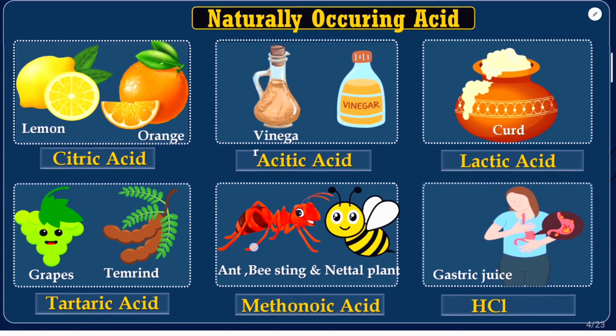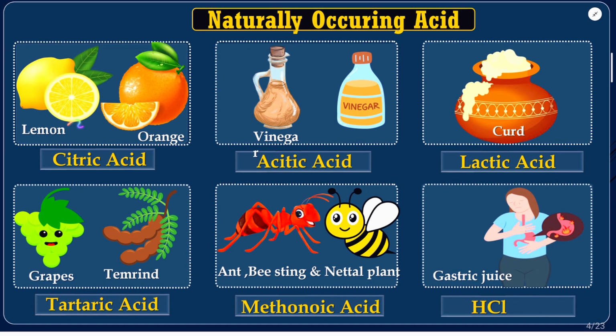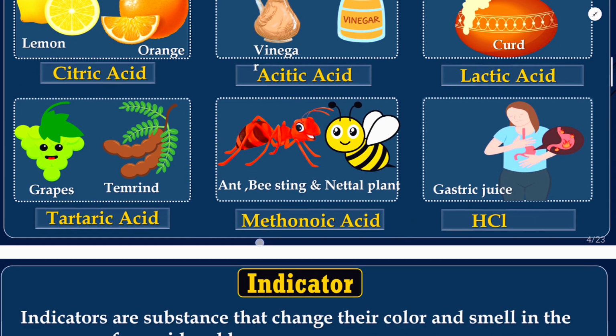Next, naturally occurring acids. Lemon and orange have citric acid, vinegar has acetic acid, curd has lactic acid, and grapes and tamarind have tartaric acid. Ant sting, bee sting and nettle plant have methanoic acid, and gastric juice has hydrochloric acid.